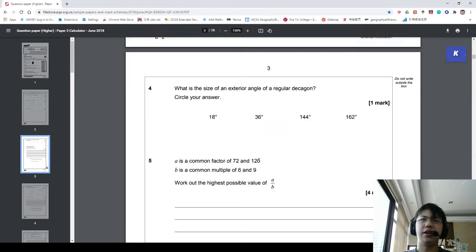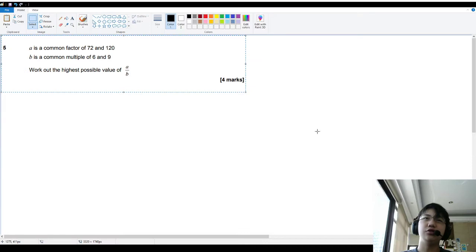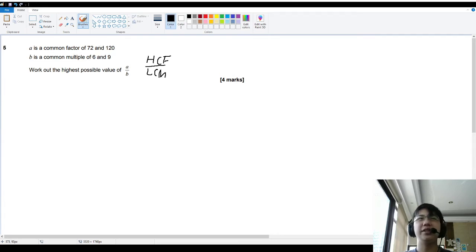Moving on to question 5. A is a common factor of 72 and 120. B is a common multiple of 6 and 9. Work out the highest possible value of A over B. So to calculate said highest value, we need to have the greatest value of A over the smallest value of B, which is another way to say highest common factor over lowest common multiple. As A is a common factor of 72 and 120, while B is a common multiple of 6 and 9.